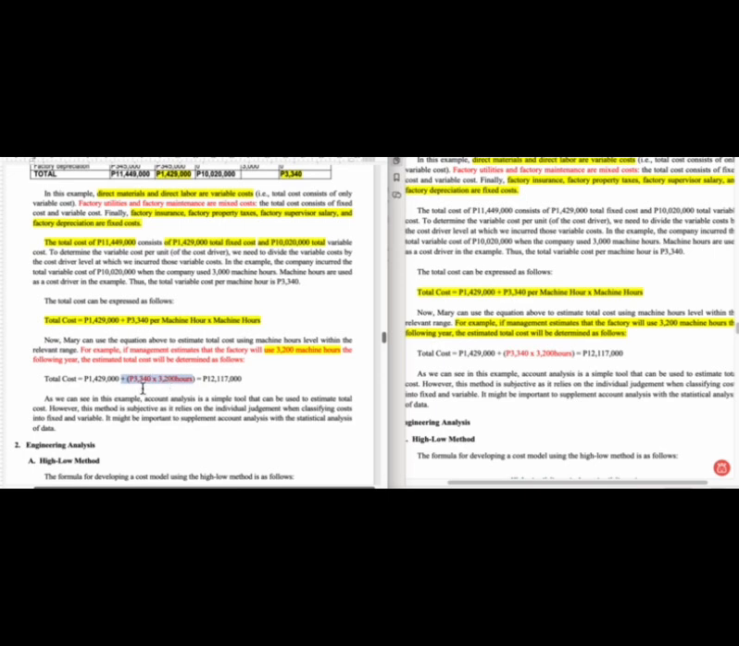So, once we have solved the first parenthesis, which is 10,688,000 total variable cost, plus the 1,429,000 total fixed cost we solved earlier. So, how much is the total cost now? We have 12,117,000.